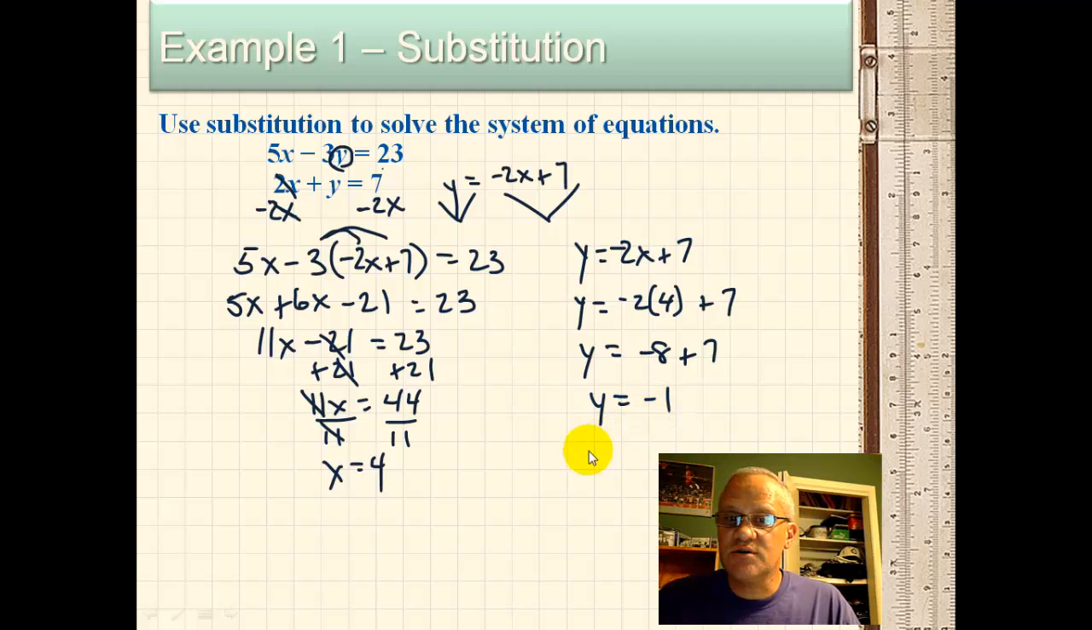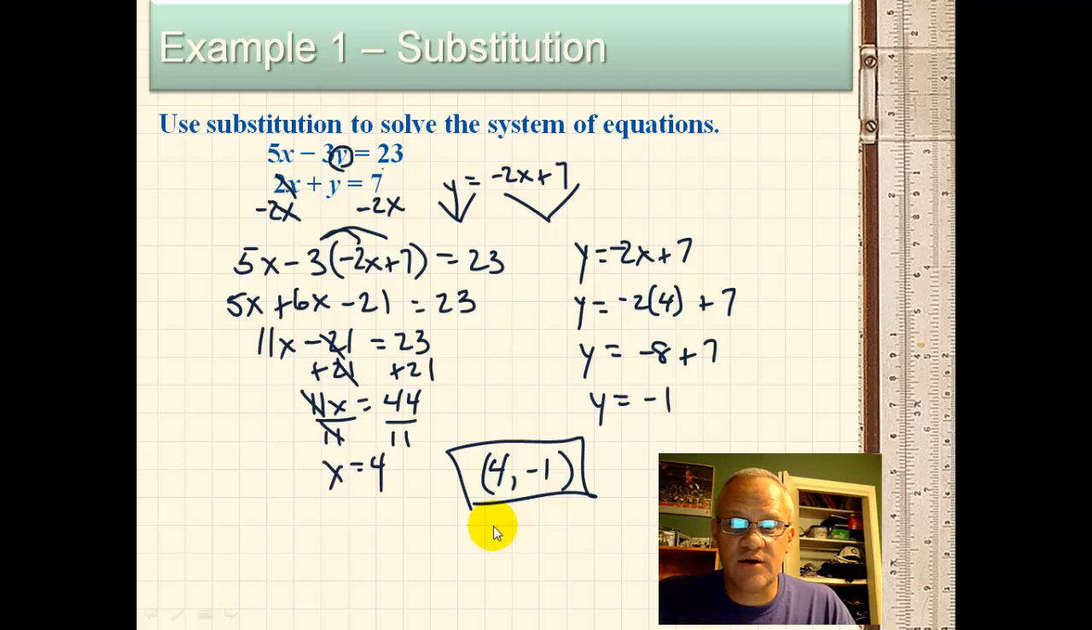So what is our solution? 4, negative 1. Remember how we got solutions before where it was ordered pairs? That's exactly what we're going to do now. Notice, 4, negative 1 looks just like those first couple of answers that we got on the last video. So we just got a point. That's where those two cross. If you took both of these equations and graphed them, you know where they'd cross? At 4, negative 1. Same exact answer that we would have gotten the other way, but we don't have to graph. Okay?